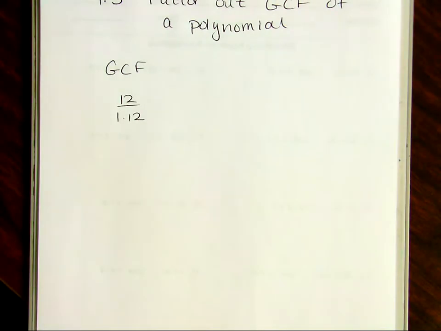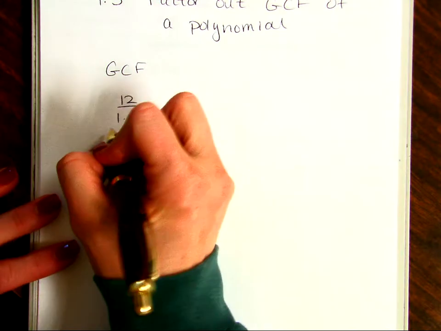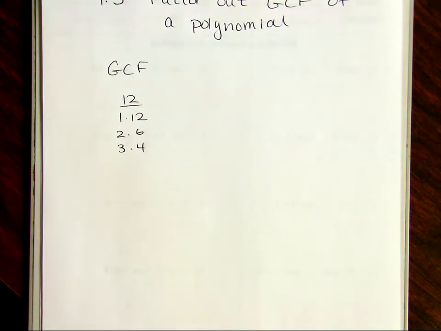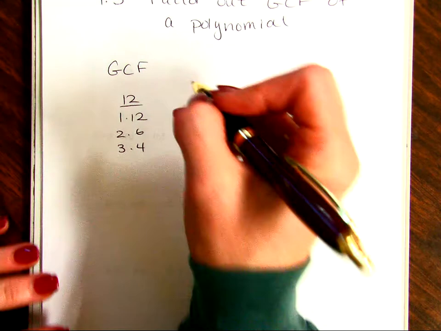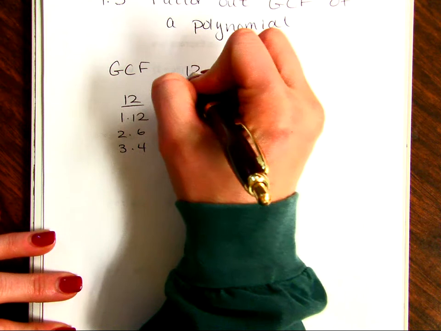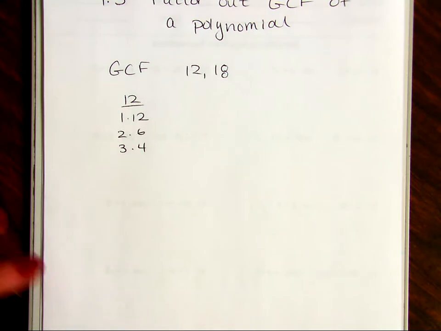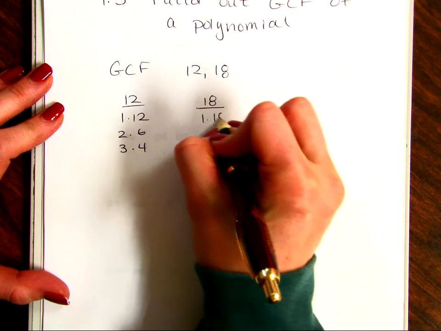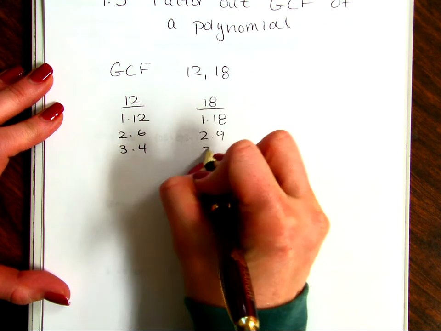2 times 6. 3 times 4. Okay? Those are the factors of 12. If I gave you 12 and 18 and asked you to find the GCF of those two numbers, all you do is find the factors of both of them.